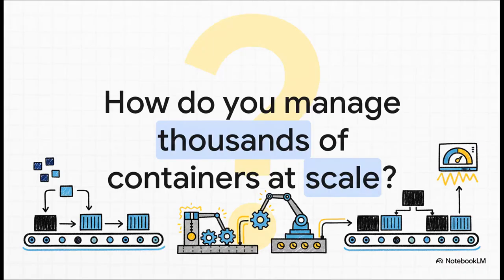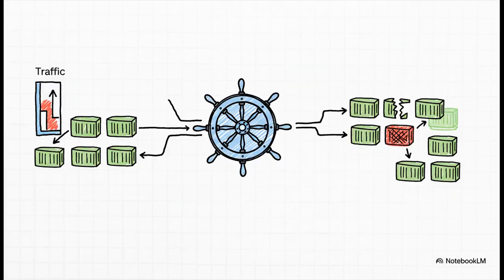Okay, we've used code to build our factory. But now we have a new problem. A good problem, but a problem nonetheless. Our app is a hit. We're not running one container anymore. We're running hundreds, maybe thousands of them, spread across a whole fleet of servers. How on earth do you manage that kind of chaos? And the answer, for pretty much the entire industry, is Kubernetes.